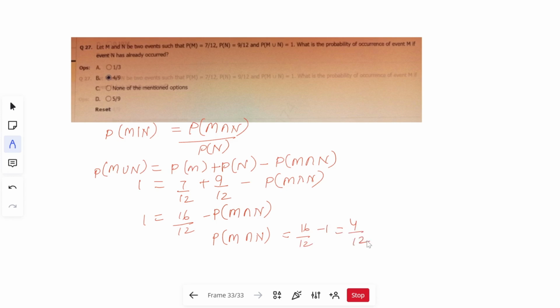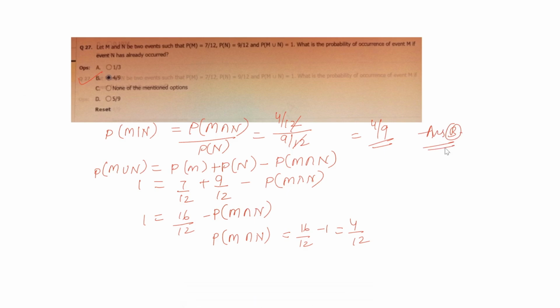4 by 12. Now we will simply substitute in this formula. We have found the upper value, which is 4 by 12, and the lower value is 9 by 12. When you solve it further, you will get the answer 4 by 9. Hence the correct answer for this question is 4 by 9. Guys, this question has been repeated the most number of times, so make sure that you are aware of at least the answer of this question, because you can get the exact same question in your assessment also.